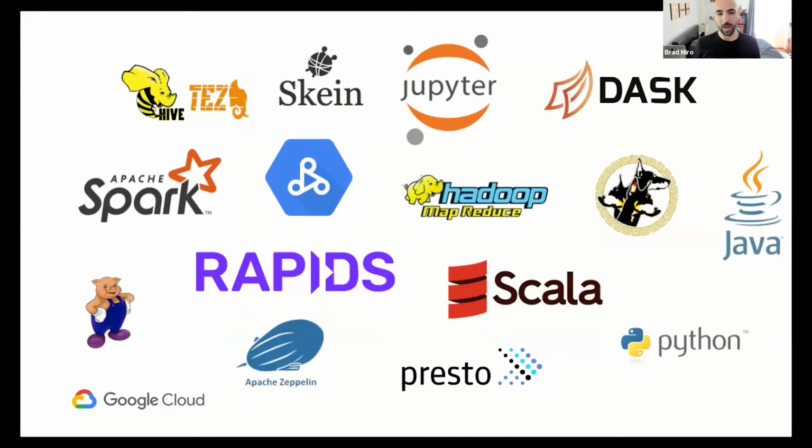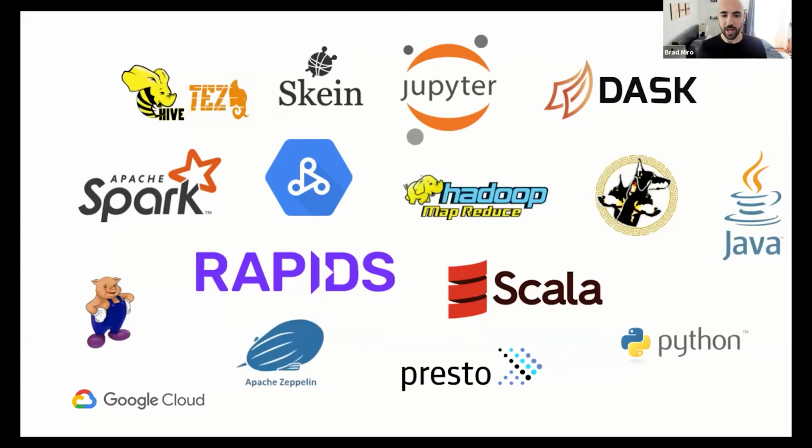Now, the ecosystem itself is quite broad, and this doesn't even cover what's in the Hadoop ecosystem. But I just covered some of the popular ones that are being used today. So of course we have Spark, we have Rapids, which I know you're going to be hearing all about throughout the weekend. It's another great tool that utilizes different tools in the Hadoop ecosystem, as well as Dask.